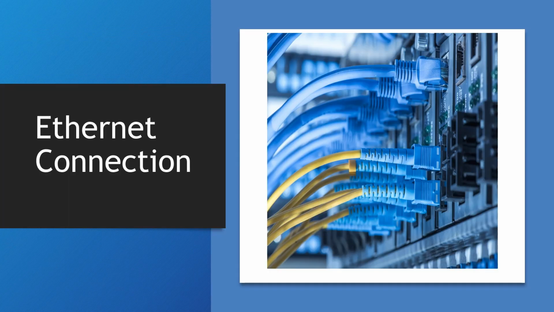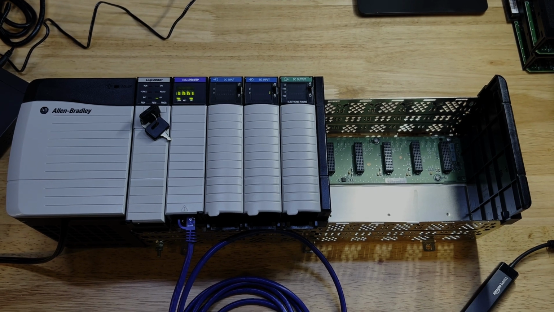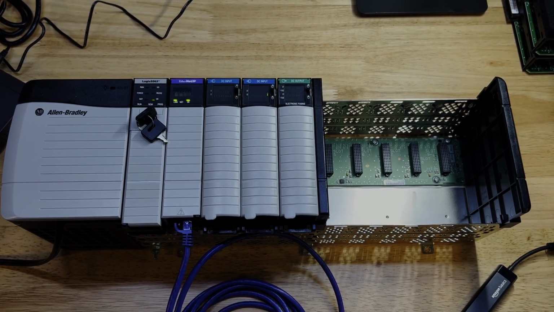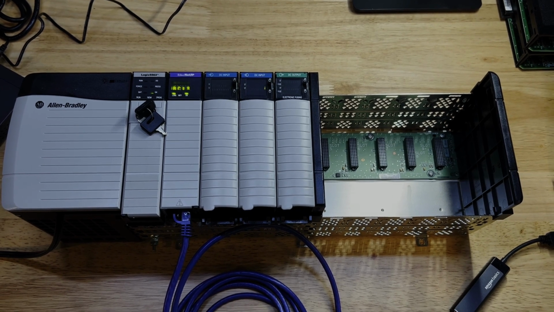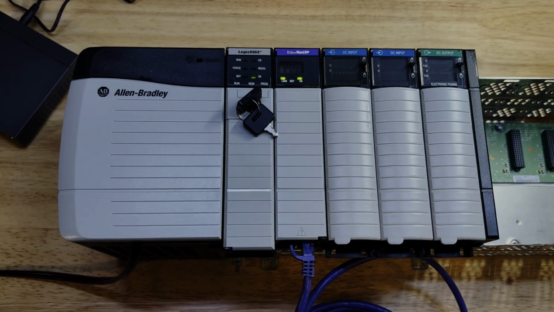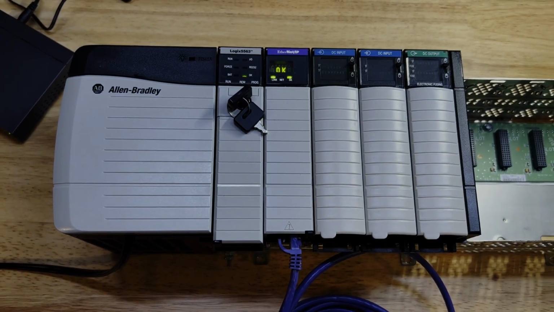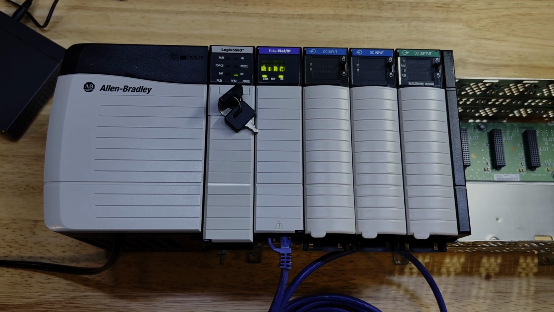Next, I will be showing you how to physically connect your PLC processor to your workstation. Here is an example of the easiest way to connect to your PLC processor. Here is a PLC rack with the Ethernet processor, network communication card, 2 DC input modules, and 1 DC output module.